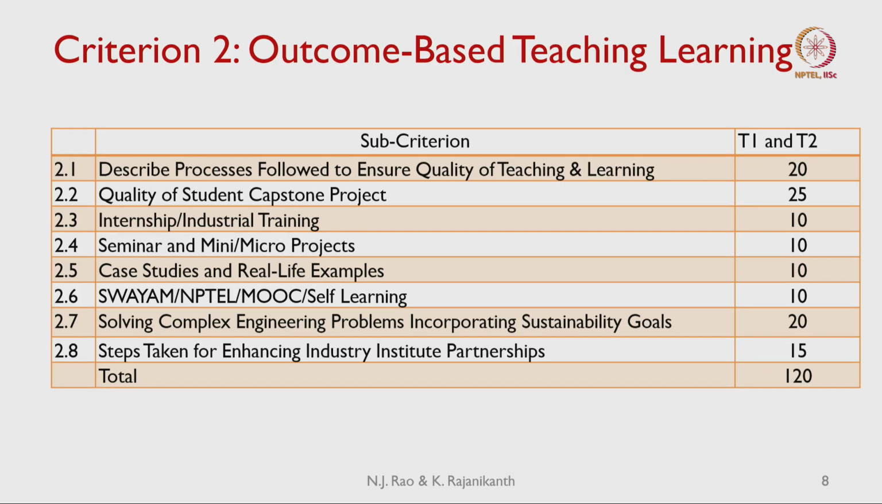Then criterion 2 was outcome based teaching and learning. One was outcome based curriculum, now outcome based teaching and learning, and it had 8 sub criteria. Processes followed to ensure quality of teaching and learning. This will include several activities that the institute must engage in to promote quality of teaching and learning. Then the student capstone project, the final year project, that is extremely important. So, the quality and the processes followed to implement the student capstone project, that is another criterion. Then internship and industrial training.